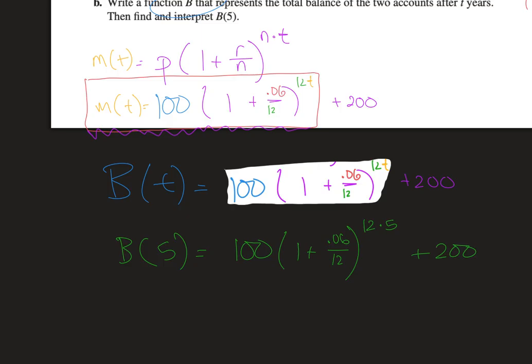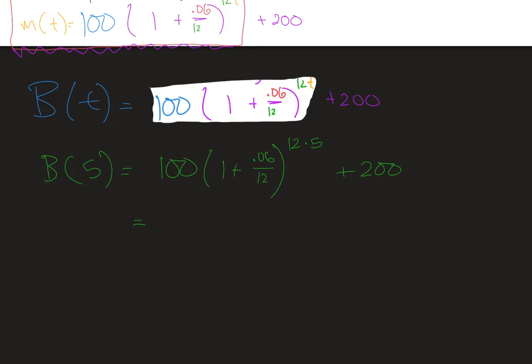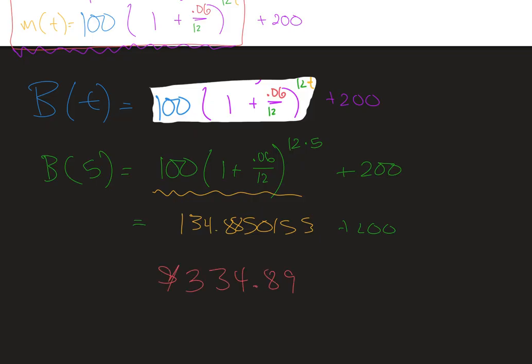And then just for fun, this part right here, just this yellow part, is 134.88500153, and then plus 200. So really the answer is going to be $334.89. We're going to round up. This is how much would be in your account after 5 years.